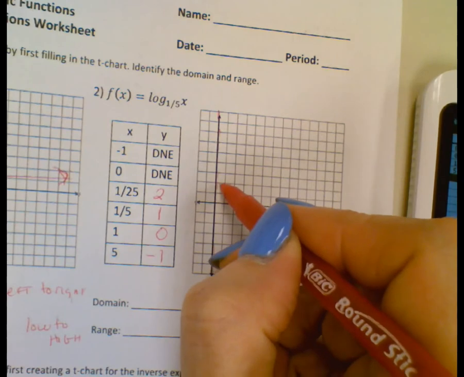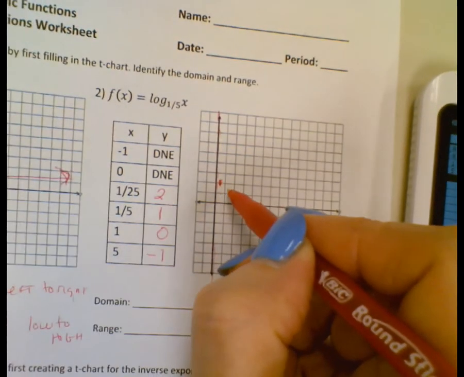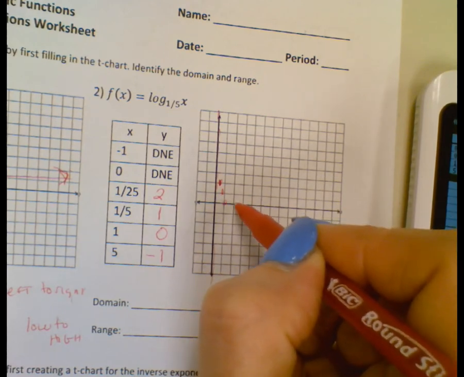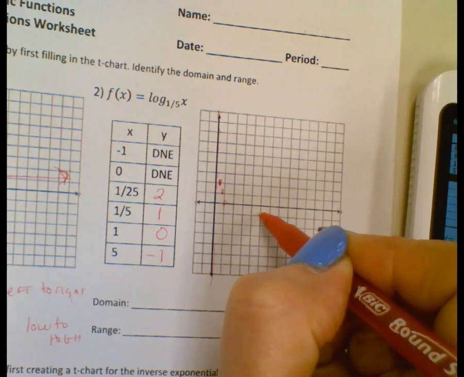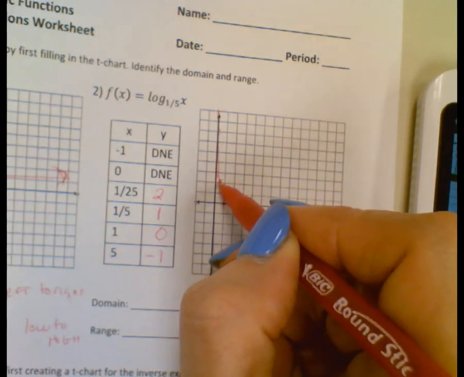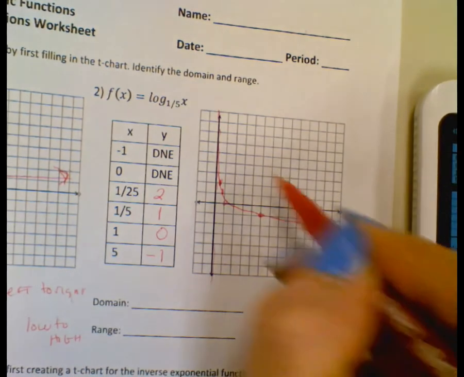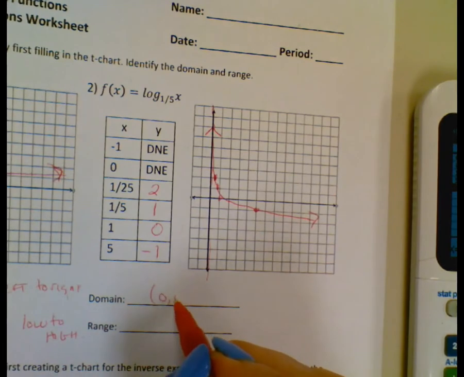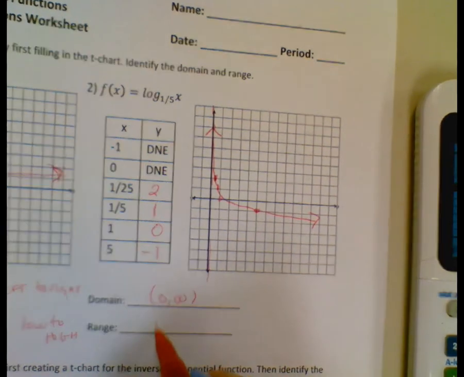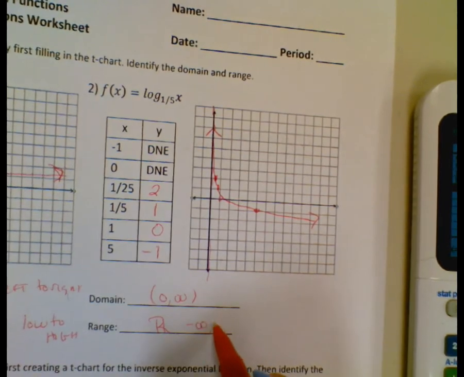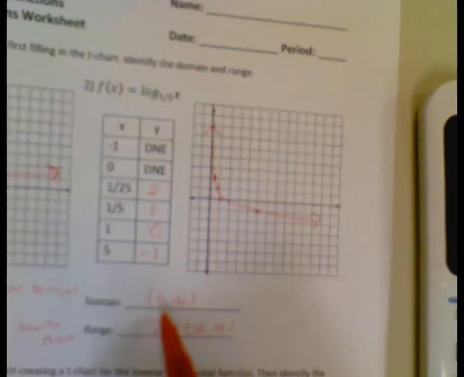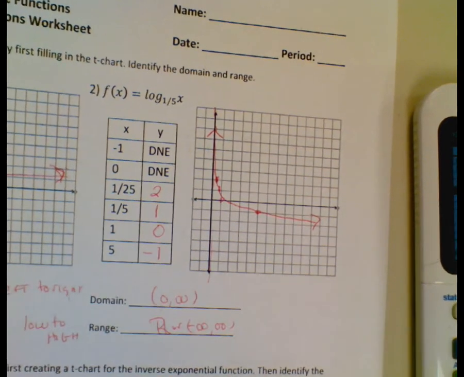1/25 and 2. 1/5 and 1. 1, 0, 2, 3, 4, 5, -1. So the domain is 0 to infinity, and the range is all real numbers, which is -infinity to infinity. You can write either one. You don't have to write both these, just pick one. But your domain is always the asymptote with a parenthesis to infinity.